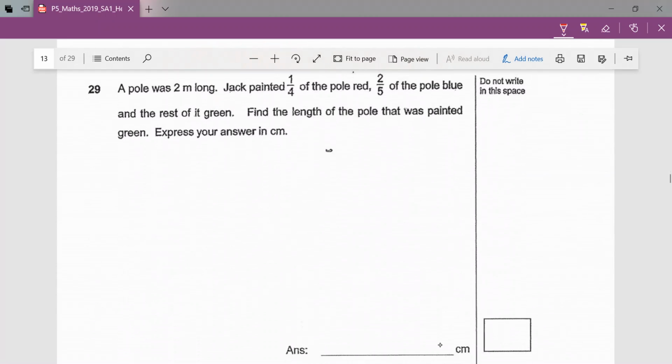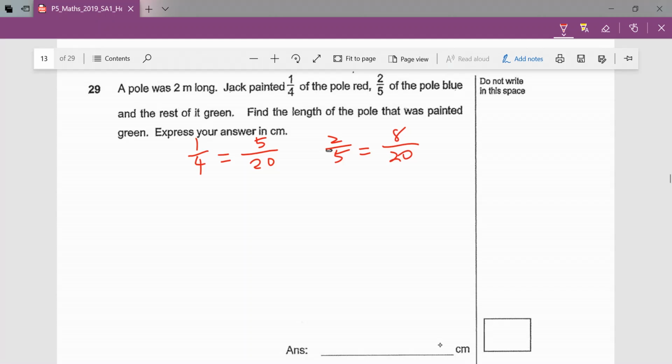A pole was 2 meters long. Jack painted 1/4 of the pole red and 2 out of 5 of the pole blue and the rest of it green. Find the length of the pole that was painted green. You can see these are 2 different fractions with different denominators, so you make them the same denominator. 1/4 is basically going to be 5/20. 2 out of 5 is going to be 8 out of 20.